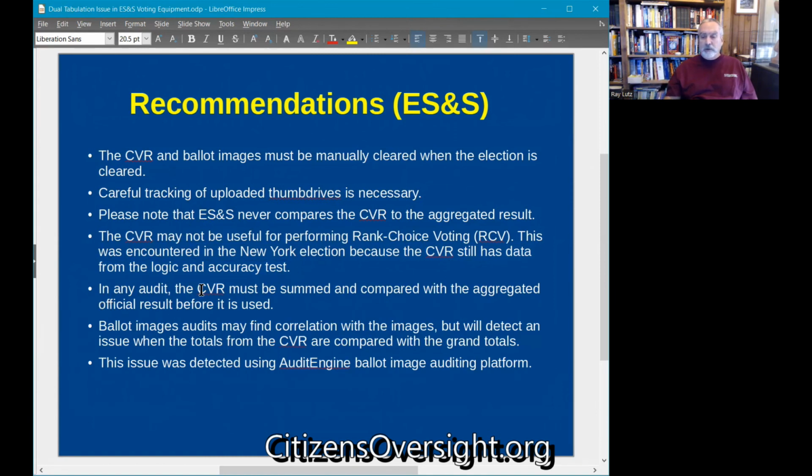If you do an audit, the first thing you need to do is sum up the CVR and compare it with the aggregated official result, because you can't use that cast vote record blindly. You need to check it. Any ballot image audit may find correlation with the images, because we got a cast vote record and an image every single time, and they're going to match each other in terms of what votes we find there. But there's a whole additional set that were included. So it's important that those be added up, and indeed AuditEngine does do that. In fact, this issue was detected using AuditEngine because we could not get the numbers to add up.